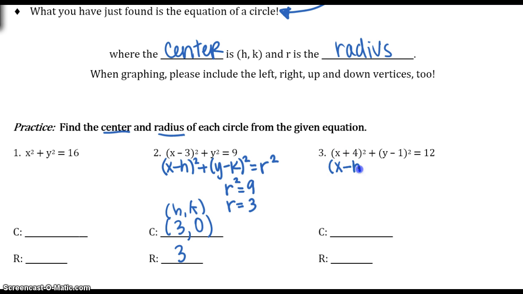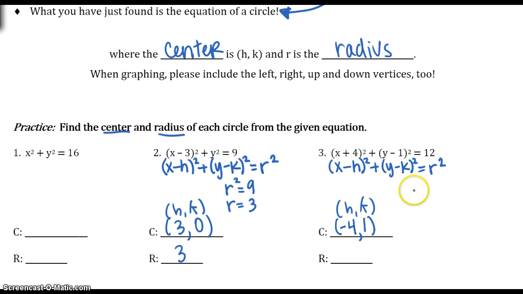So we have (x − h)² + (y − k)² = r². If we look at h and k for our center here, and I'll write (h, k) here, what is our h? Remember, it's the opposite of what you would think. So if that's positive 4, our h is negative 4 because of the negative in the general equation. And what's our k? It's 1.